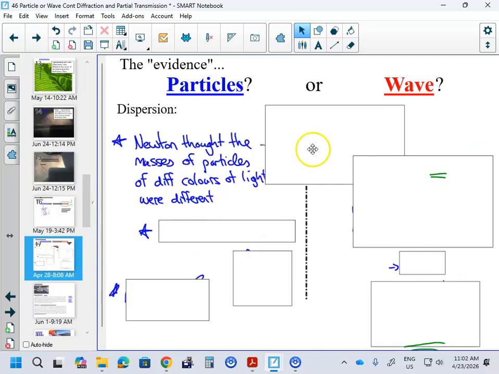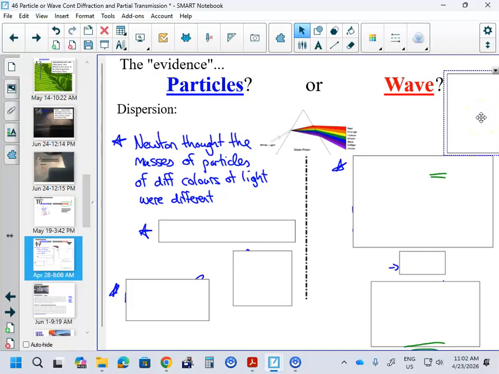Dispersion. So dispersion is obviously white light, all the colors splitting up into all of the individual colors, right? So all the colors together is white, splitting up into all the individual colors. You can see the rainbow.